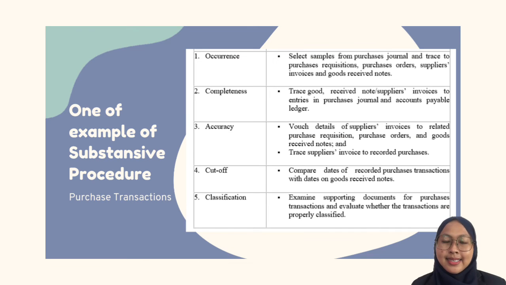As you can see in the slide, this is one example of a substantive procedure. It is about the purchase transaction. In the table, we can see that first is occurrence. It will select a sample from purchase journals and trace to purchase requisition, purchase order, supplier's invoice, and goods receipt notes. Second is completeness, accuracy, cut-off, and lastly, classification.